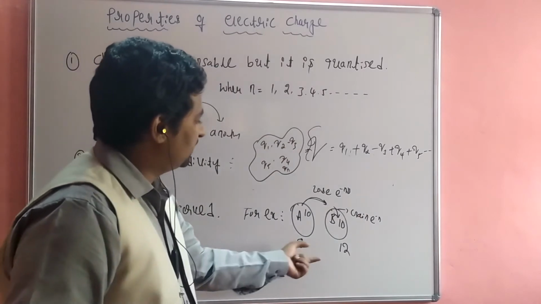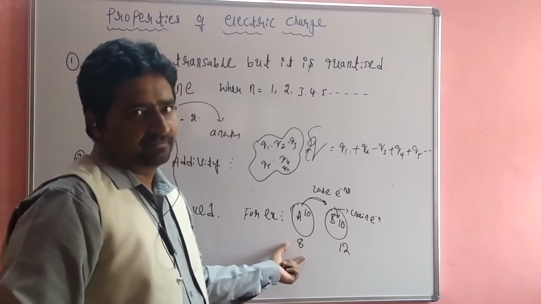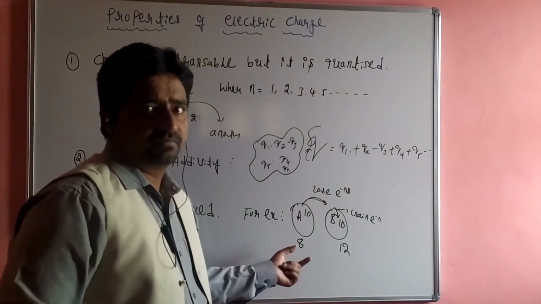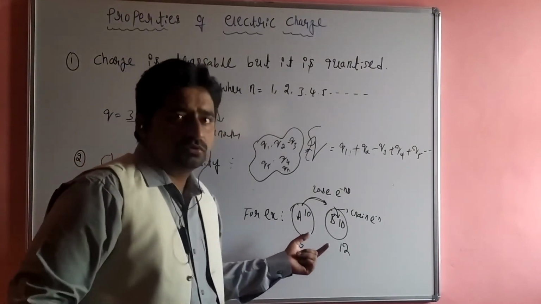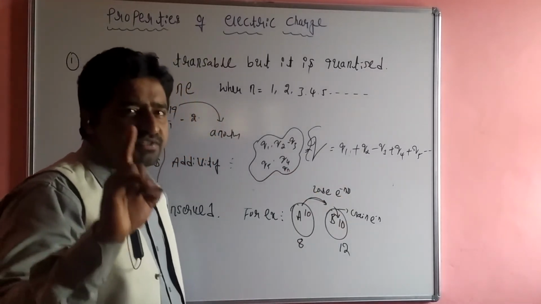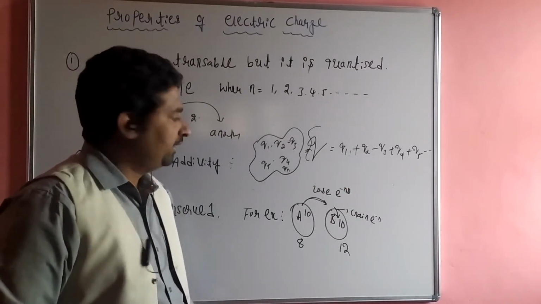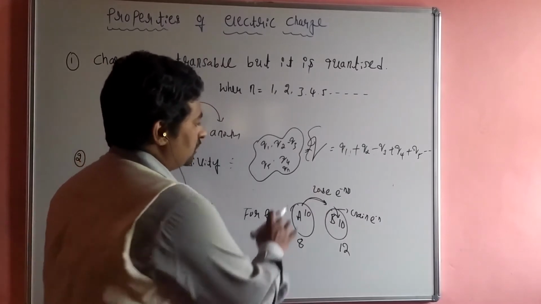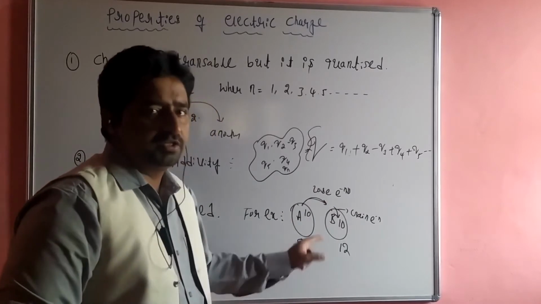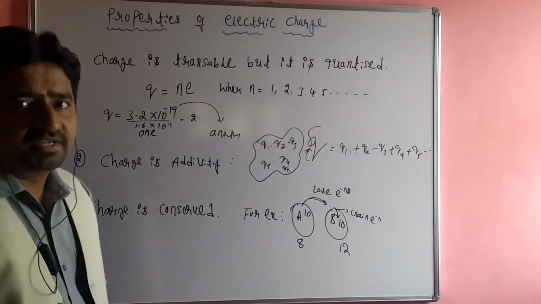Now, is charge created or destroyed? That is not possible. So what is the concept? The total charge on an isolated system remains constant. The total charge on this system is 10 plus 10, which is 20, and it remains constant. That is the concept of charge conservation.